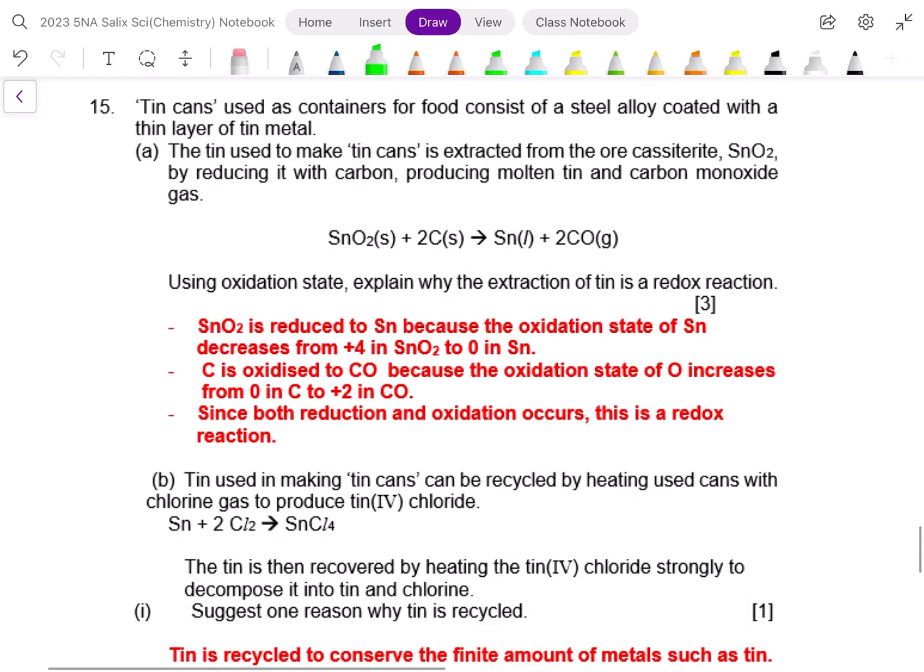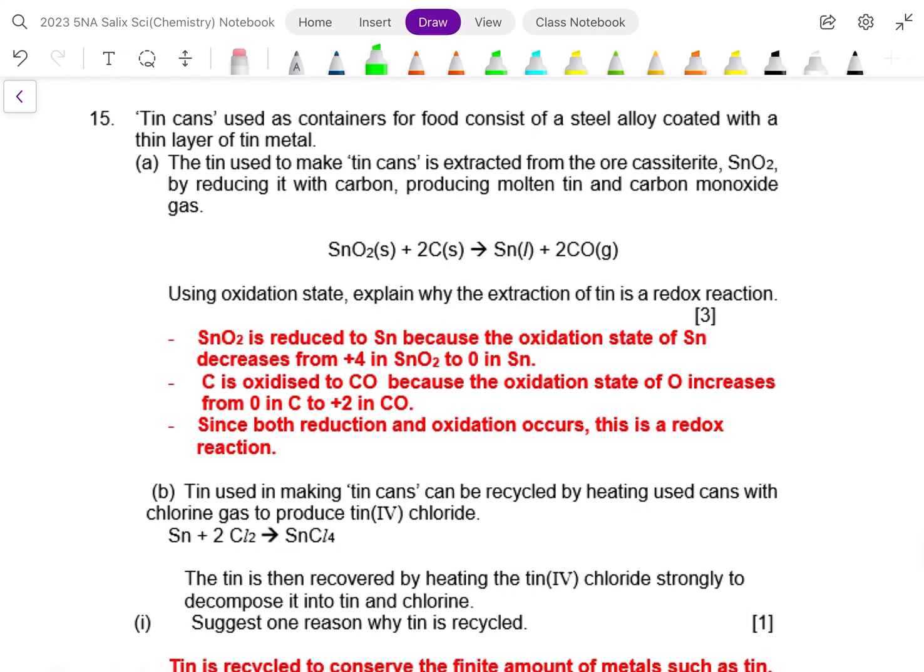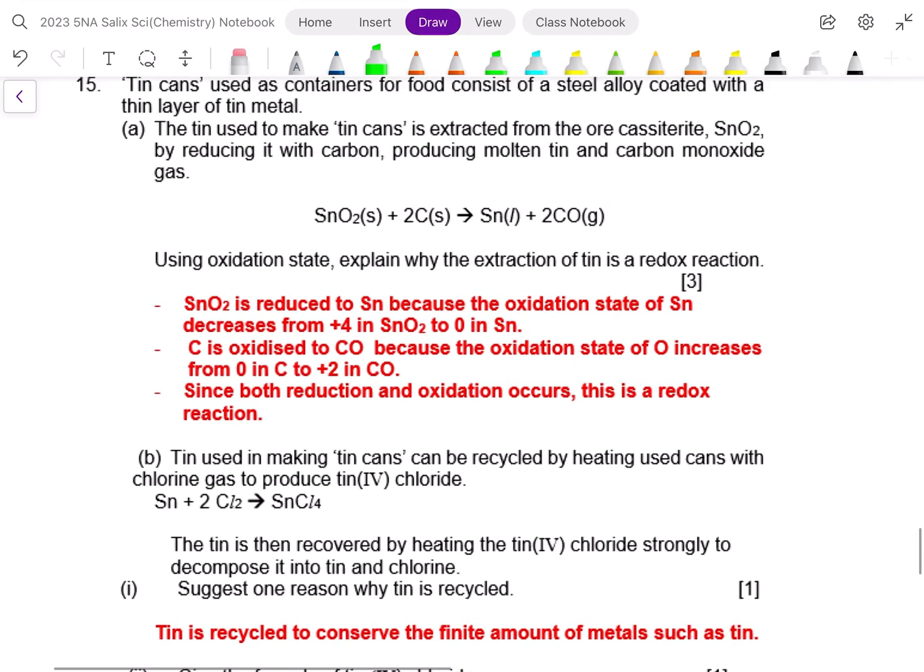Okay, let's look at question 15. The tin cans used as containers for food consist of steel alloy coated with a thin layer of tin metal. The tin used to make tin cans is extracted from the ore cassiterite by reducing it with carbon, producing molten tin and carbon monoxide. Using oxidation state, explain why extraction of tin is a redox reaction. These are very standard questions.